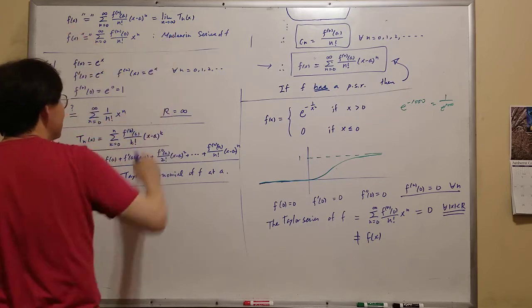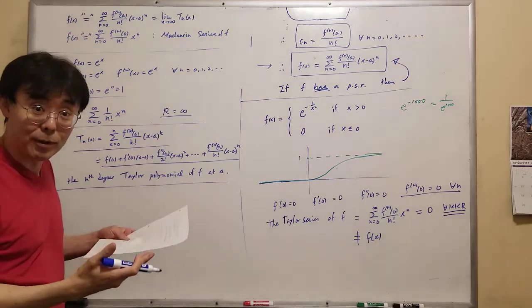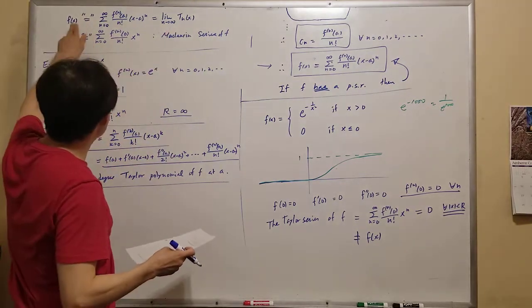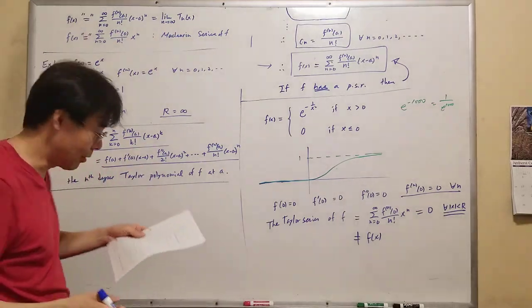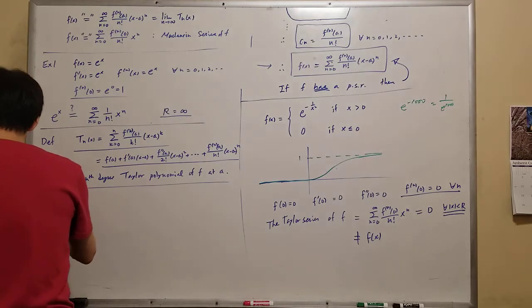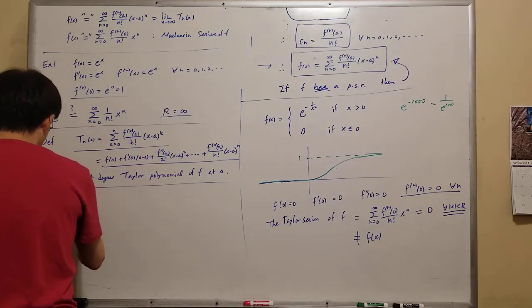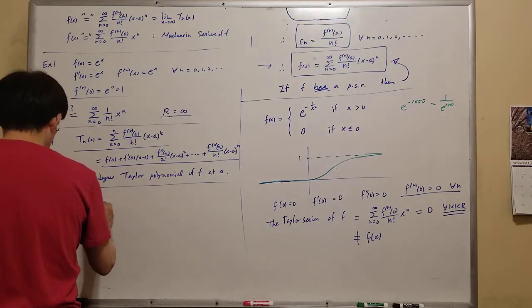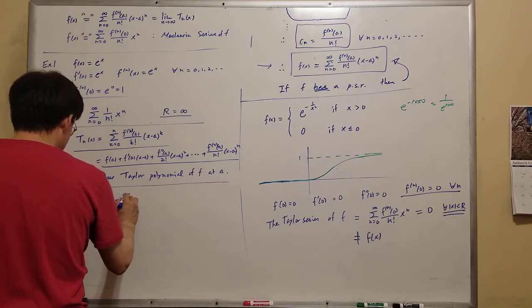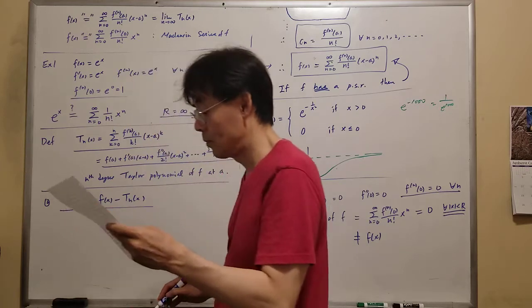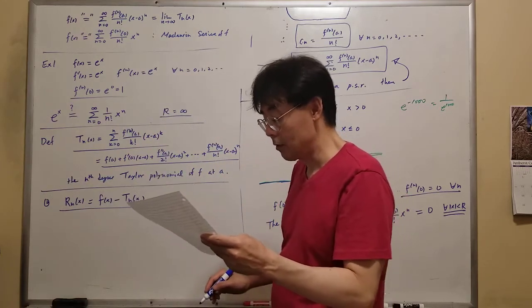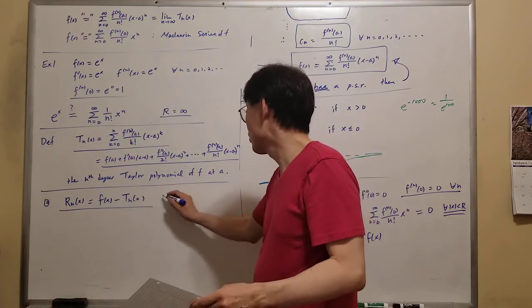f minus Tn of x is getting smaller and smaller, right? If Tn is close to f, then f minus Tn of x is very close to 0. We call it the remainder, Rn of x, equal to f of x minus Tn of x. This is called the remainder.